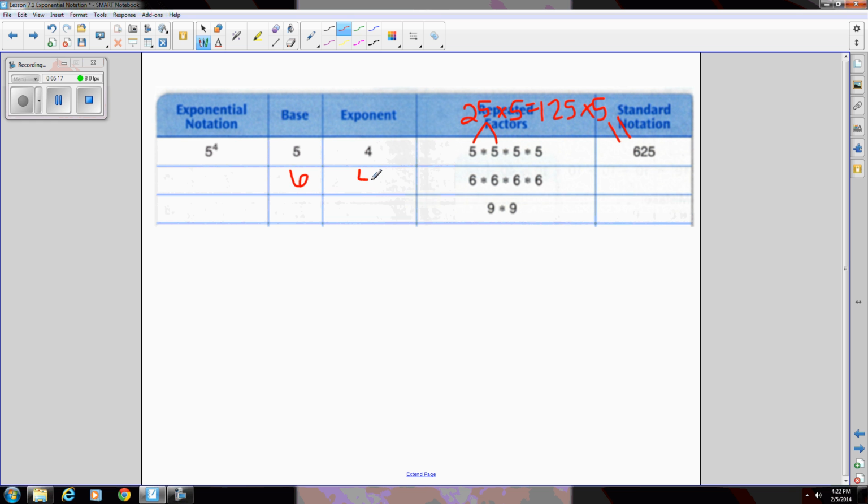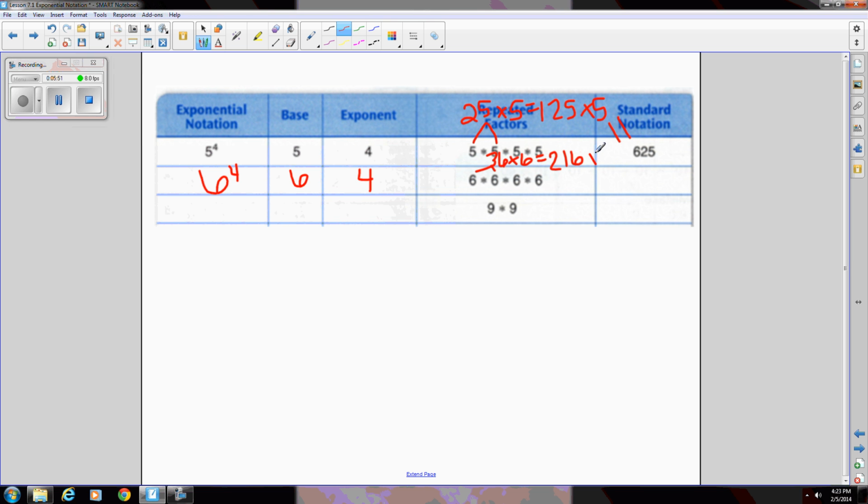Well, 4 again, right? Once we have the base and the exponent, exponential notation is a piece of cake. 6, and I'll try to make my 4 small, to the 4th. Now I need to multiply. All right, so 6 times 6, we know our doubles, 36. 36 times 6. Go ahead and pause me and solve that for yourself. 36 times 6. I hope you got the same answer as me, 216.